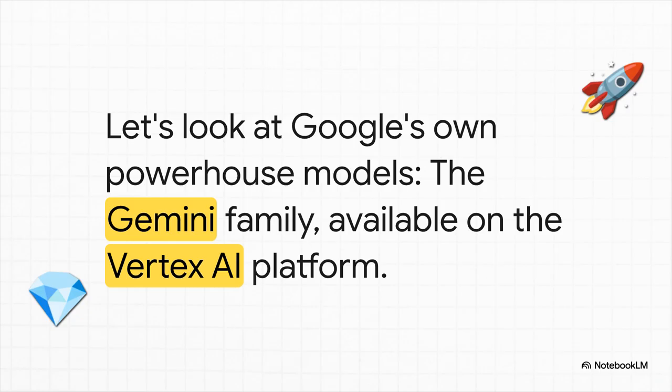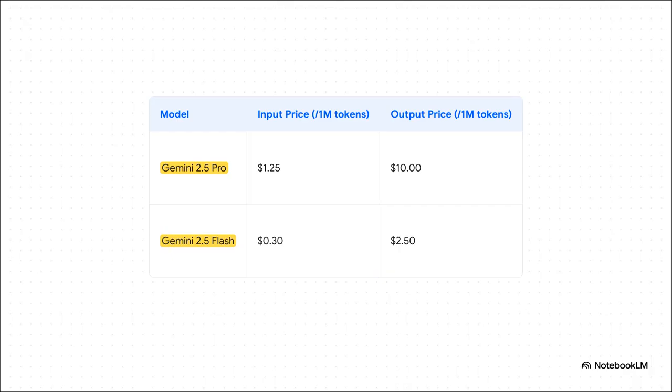So with that idea of tokens fresh in our minds, let's take a look at the actual pricing for Google's flagship models on the Vertex AI platform, the Gemini family. Now, this table shows us 2 incredibly important things about AI pricing. First, check out the input and output columns. It costs you money to send your prompt to the model, but it costs you significantly more for the model to generate a response for you.